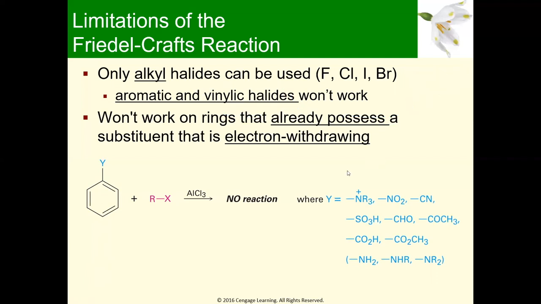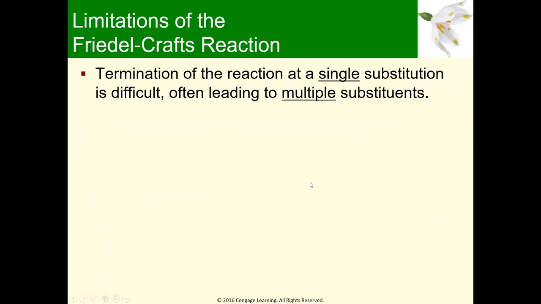And again, that will make more sense after we've done lesson 2. Okay, now the other problem is sometimes Friedel-Crafts reactions just don't want to stop. They want to keep going. They want to happen again and again as much as possible. So termination of the reaction at a single substitution is difficult, often leading to multiple substituents. So bottom line is sometimes it's hard to stop the Friedel-Crafts reaction, just kind of a cascade effect, avalanche.